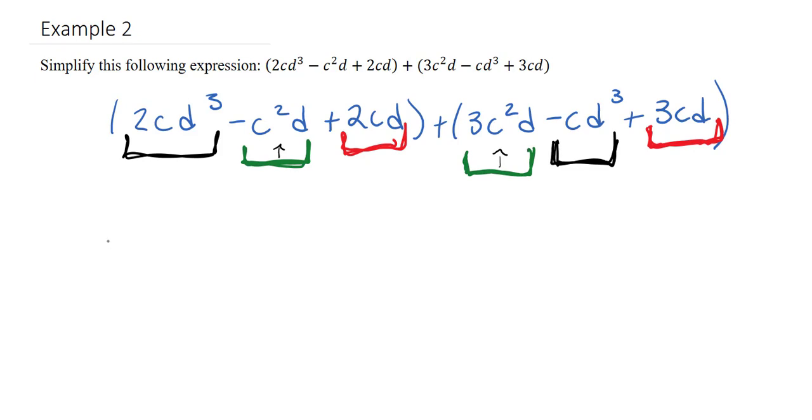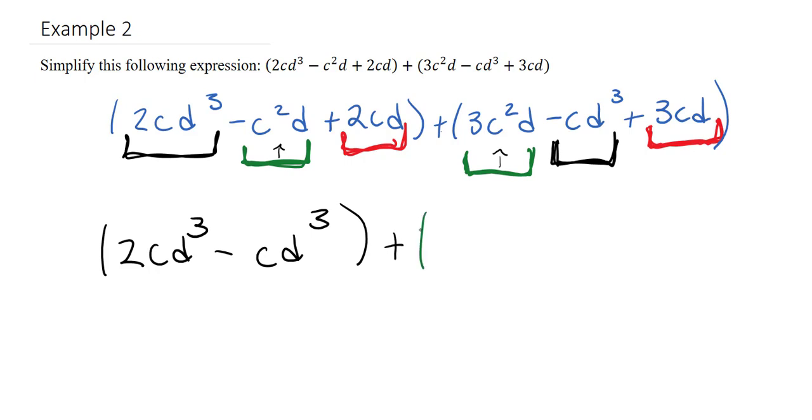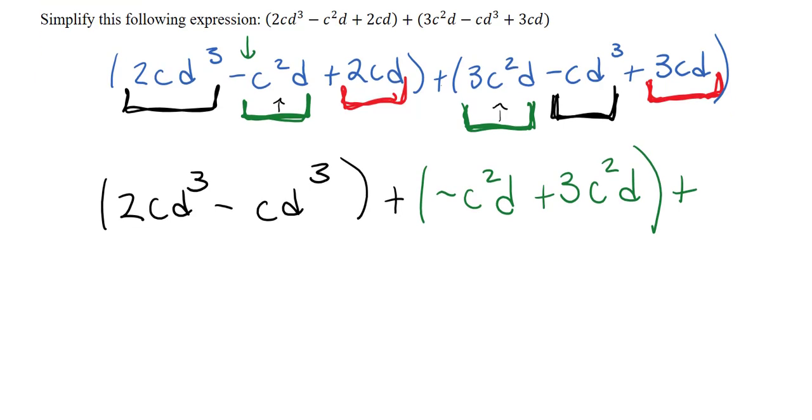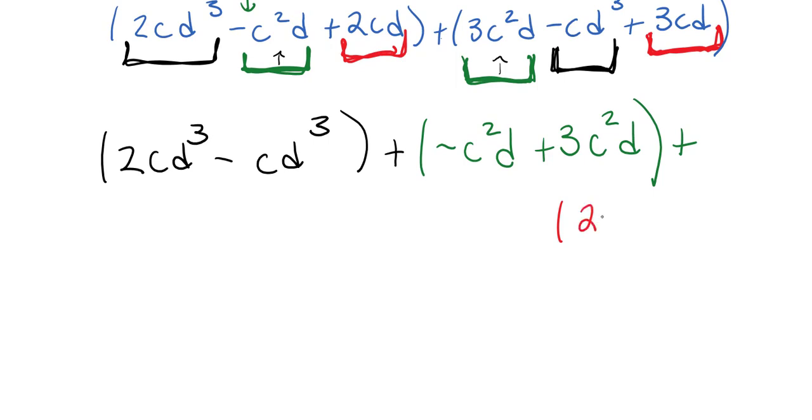So let's start with the black. Let's rewrite it so they're closer. Then we have plus 3 minus CD to the third. We'll close the bracket, plus, then we have, now remember this negative is attached to this one. Then we have this one, so this is plus 3C squared D, close the brackets, plus, and I wrote too big. I'm going to go 2CD plus 3CD.